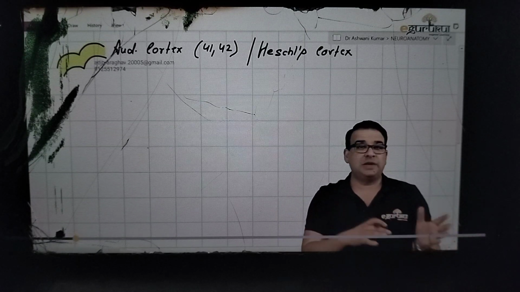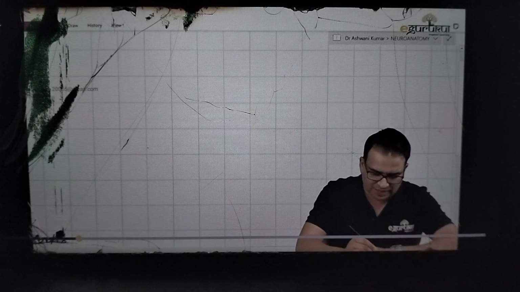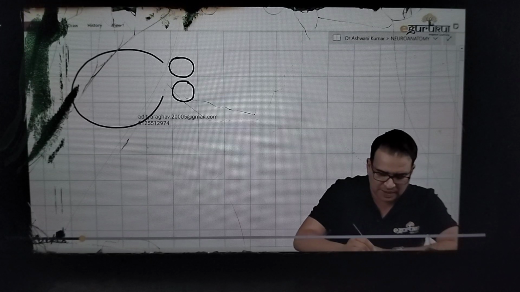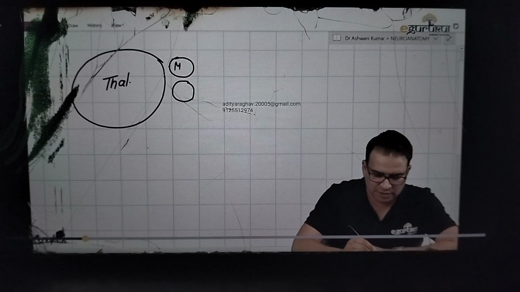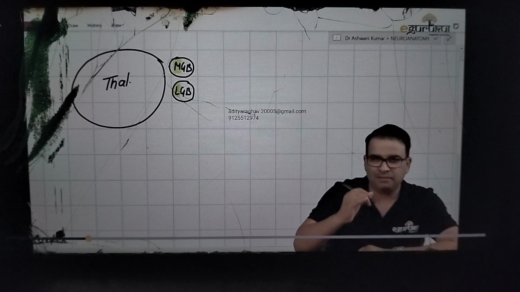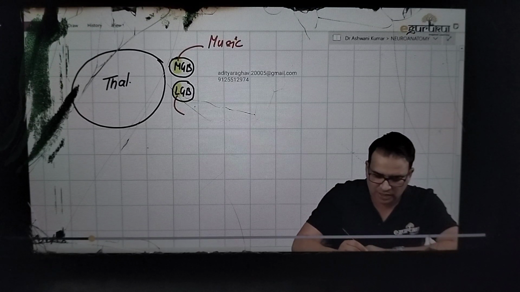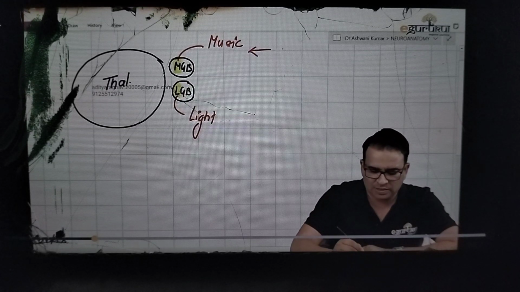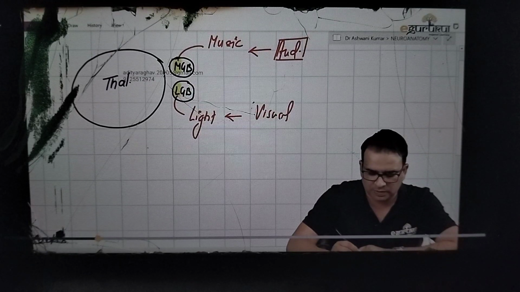Now, to remember which geniculate body is for the auditory pathway and which one is for the visual pathway, there's a simple trick you can remember. Let's say this is the thalamus. You will see the two geniculate bodies present behind the thalamus, guys. We will discuss it later. So behind the thalamus, we'll be looking at the medial geniculate body, and there will be the lateral geniculate body. When you look at medial and lateral, just think of M and L. M for medial geniculate, and M will remind you of music. L for lateral geniculate body, and L will remind you of light. Music will remind you of the auditory pathway, and light will remind you of the visual pathway.